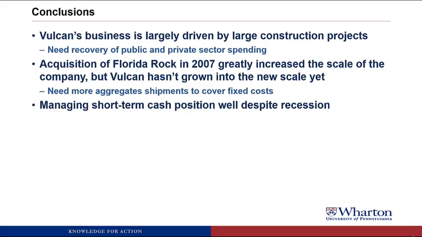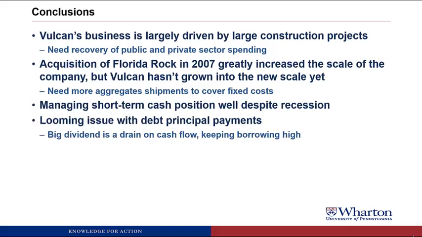Through all the problems with this recession, they're managing their short-term cash position very well. So the management team is doing a great job of managing their cash through these tough times. But as we saw, there's a looming issue ahead with debt principal payments. And having this big dividend on top of these $300 million a year principal payments that come up is going to be a challenge for managing their cash. And it's going to require them to probably keep their borrowing high and try to roll this debt over. But it's going to make the company very risky. So bottom line is if we can just get the government to start building new highways, everything will take care of itself. If not, this is a company that's probably in trouble.